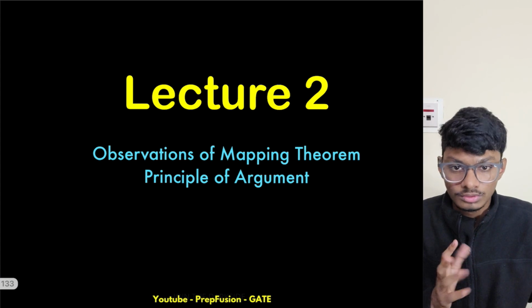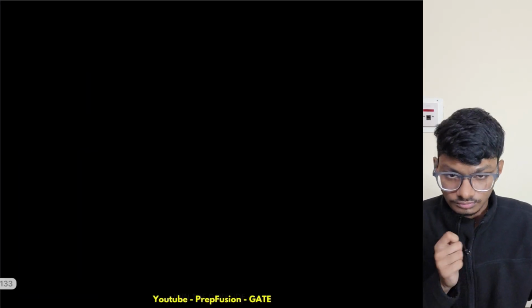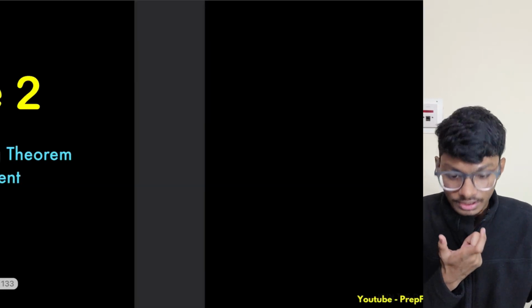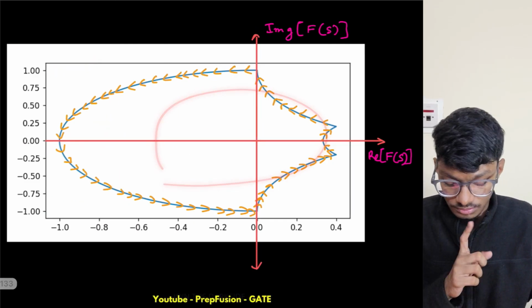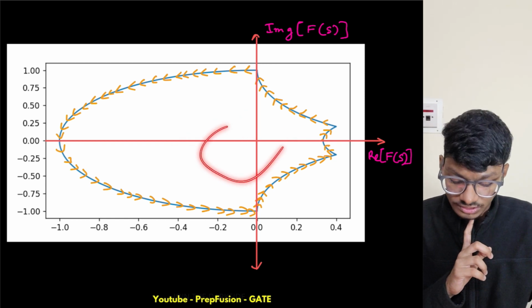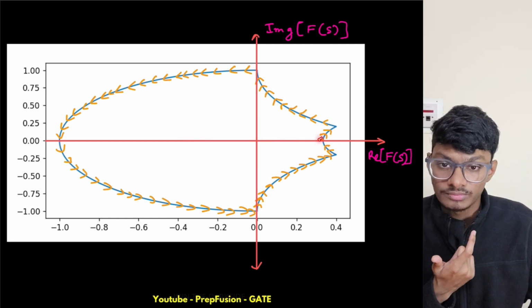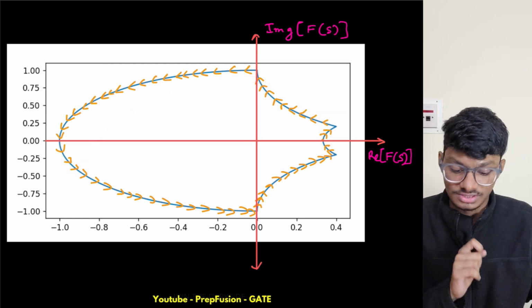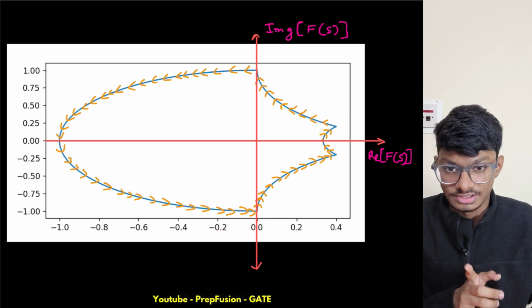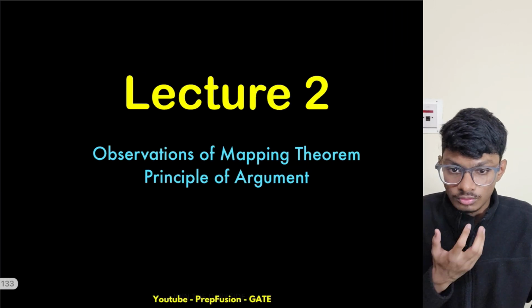So I told you in the last lecture to notice when my mapped contour will contain the origin, and when it will not contain the origin. Why is it sometimes rotating in the anti-clockwise direction, and why is it sometimes rotating in the clockwise direction? I told you to figure out those things. So here, I will tell you the conclusion.